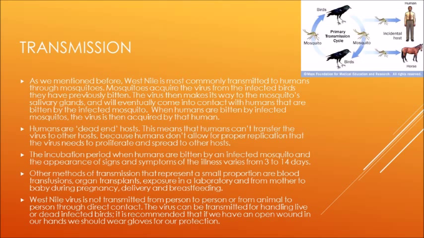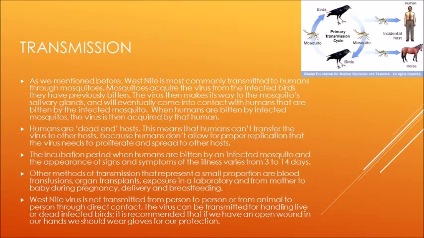Transmission. As we mentioned before, West Nile is most commonly transmitted to humans through mosquitoes. Mosquitoes acquire the virus from the infected birds they have previously bitten. The virus then makes its way to the mosquito's salivary glands and will eventually come into contact with humans that are bitten by the infected mosquito. When humans are bitten by infected mosquitoes, the virus is then acquired by the human.